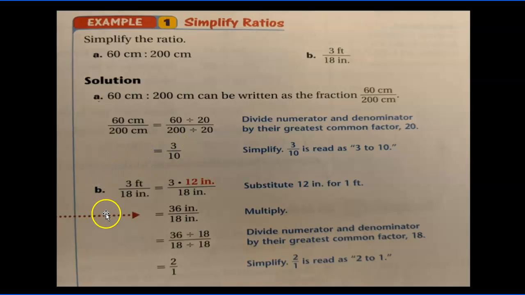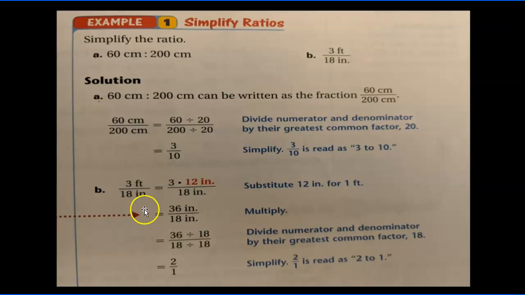Here's the other one, 3 feet over 18 inches. Now you've got to notice something here. You're not always going to have the proper measurements to have a true ratio, so you may have to do some measurement changing, manipulating. We did a lot of manipulation in algebra. We either figure out how many feet 18 inches is, which would be 1.5, or the easiest thing is to turn our feet into inches, and then we end up with two whole numbers.